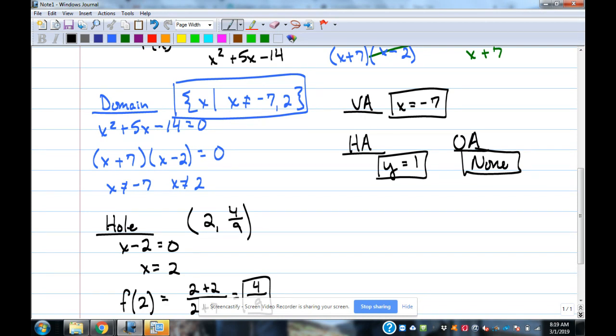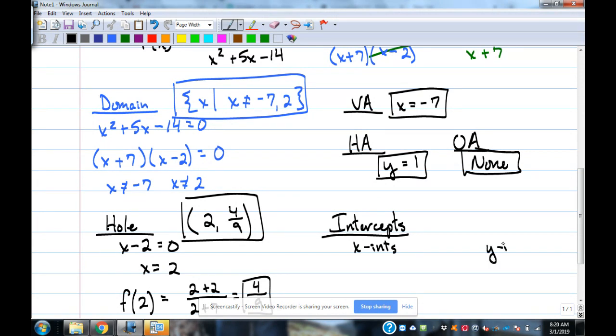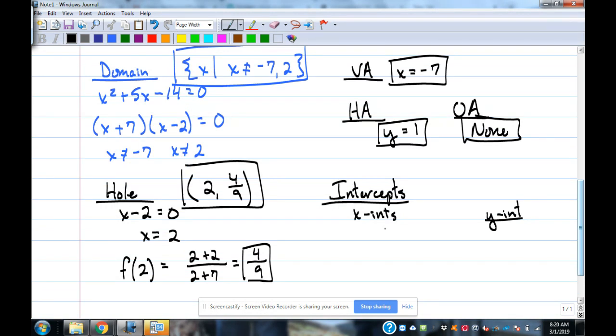All right. So let's find the intercepts out of that. So we got a hole at 2, 4 over 9. Let's find the intercepts. Okay. So y'all said we had x-intercepts and we have y-intercepts. How do you find an x-intercept? Put a 0 in for what? For y. So that's saying take the function and set it equal to 0 and solve it.